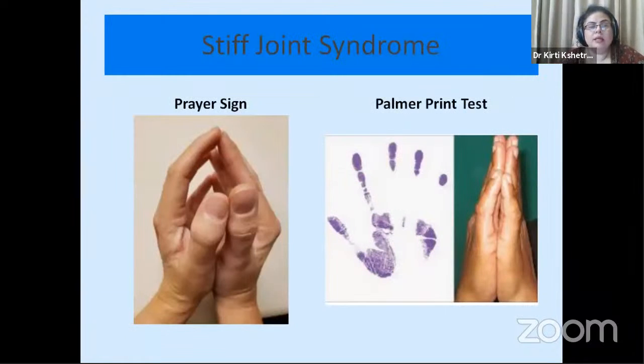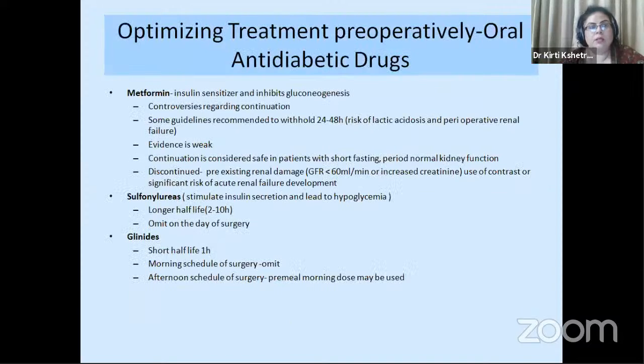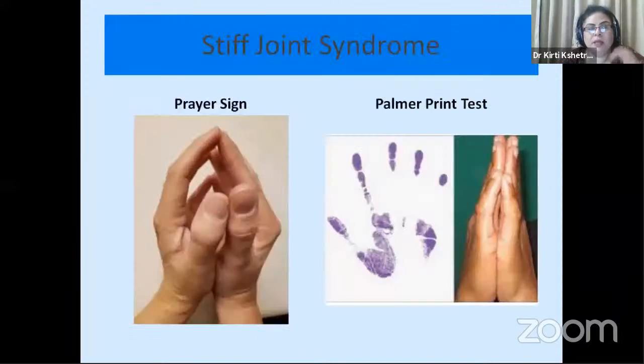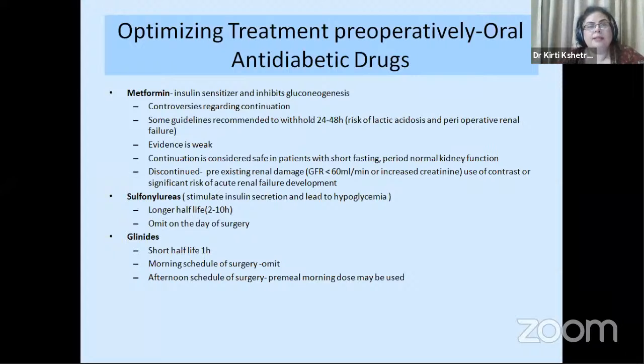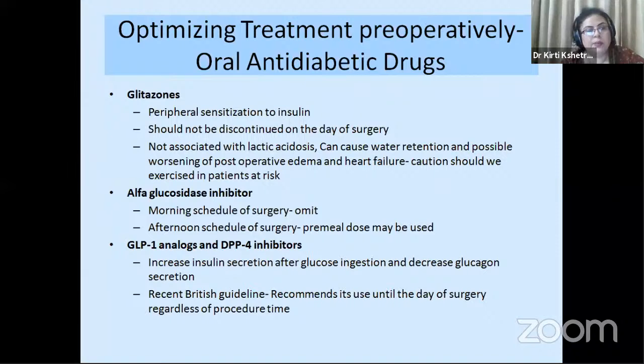Now, it is diagnosed by the prayer sign, where there is stiffness of the interphalangeal joint. The patient fails to oppose his interphalangeal joints despite his maximal effort, and this can be graded by taking an inked impression on a paper and seeing the percentage of the hand that has been imprinted.